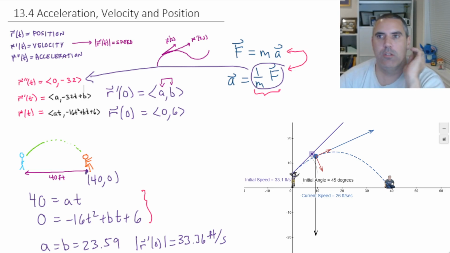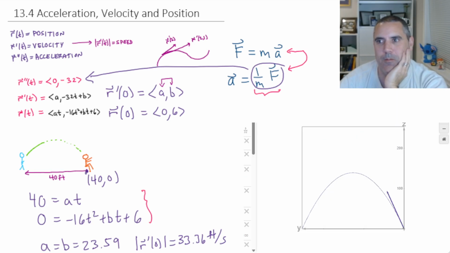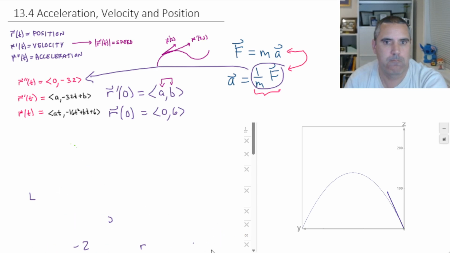Okay, so let's do one more. So here's a 3D example. And I'm going to add something to this. I'm going to add another force. So let's erase here for a second.